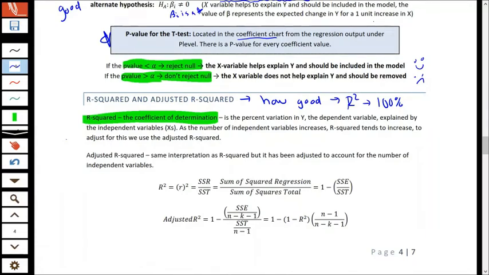As your number of independent variables increases, this is an important fact for some true-false questions, R-squared tends to increase, and so we use the adjusted R-squared. So R-squared and adjusted R-squared are kind of the same thing. It's just that adjusted R-squared accounts for the number of variables that we have. And the number of variables, as we mentioned before, is going to be k. So adjusted R-squared has the same interpretation as R-squared, but it has been adjusted to account for the number of independent variables, k.